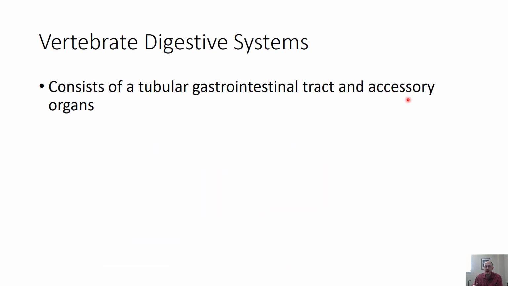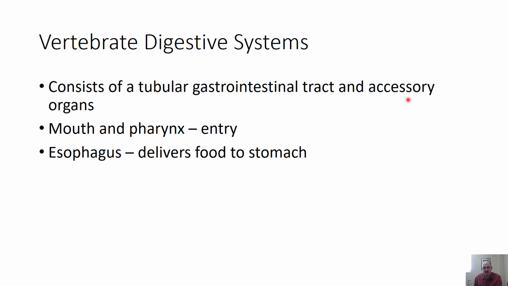So our digestive system is more than just our alimentary canal. It consists of that gastrointestinal tract, that alimentary canal, and all of the organs that plug into it that supply it with various chemicals to aid in digestion. So at the beginning we have the mouth and pharynx. That's the mouth and the throat, basically. And that's where food comes in. Then we have the esophagus. The esophagus delivers food to the stomach.